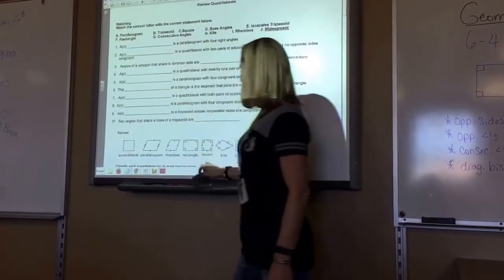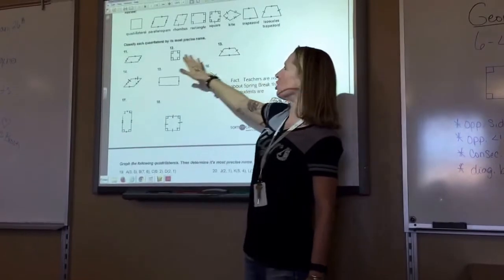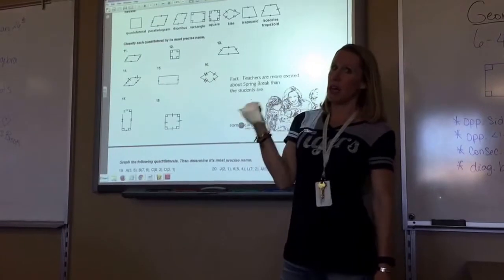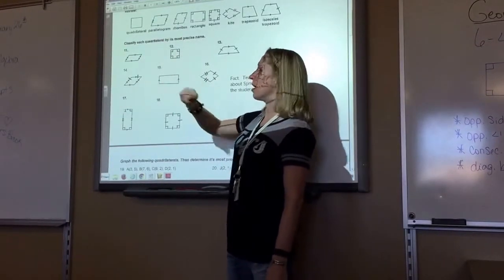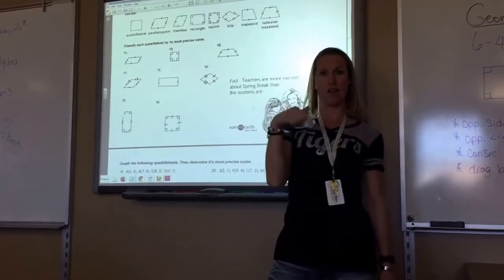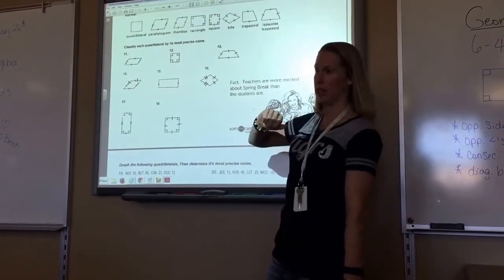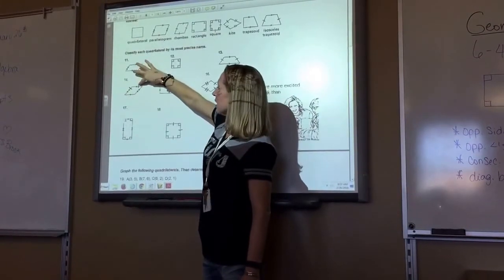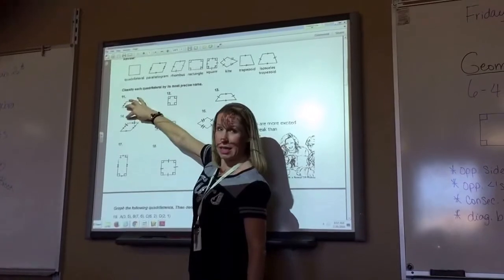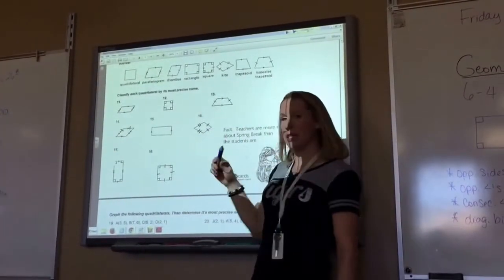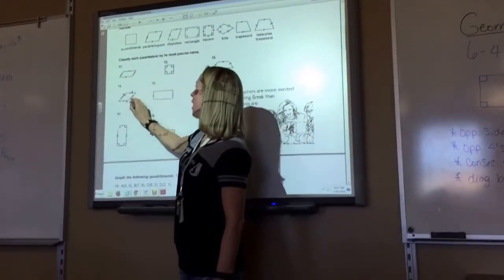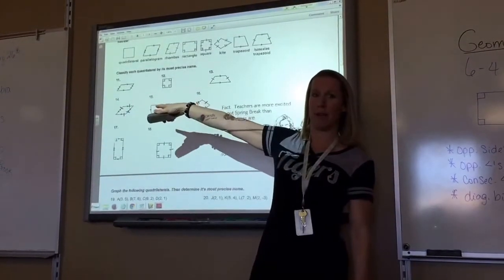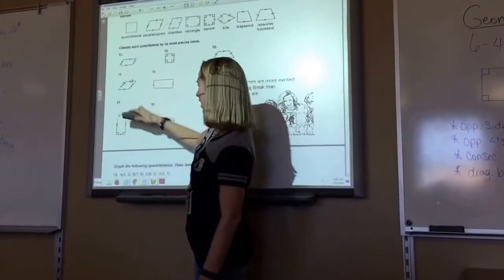The next part, you're just going to say what each figure is. Now be really careful. Number 12 might look like a square, but it's not a square because it just has 4 right angles marked. It does not have 4 right angles and 4 congruent sides. So be careful when you're looking at these. Also, if you look at 14, this is a parallelogram. This side is marked equal to this side. So remember, opposite sides equal each other. So that means all 4 sides would be equal.